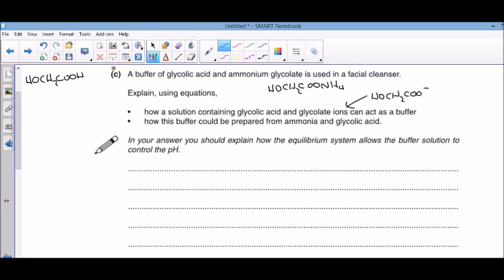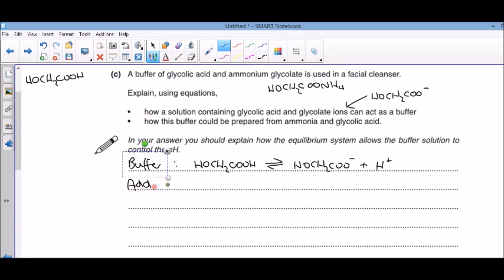Okay, so make sure you're annotating your question as you're going through so that you can refer back to it, and it will help you structure it. So the buffer will be this, which we've already written in an early part of the question to help us. So that acidic proton from the carboxylate group's gone, and it's dissociated, so that's the buffer equation. And then it says, explain how it can act as a buffer.